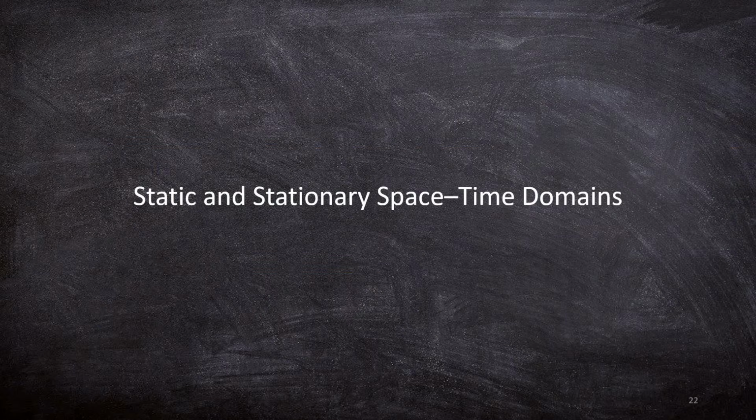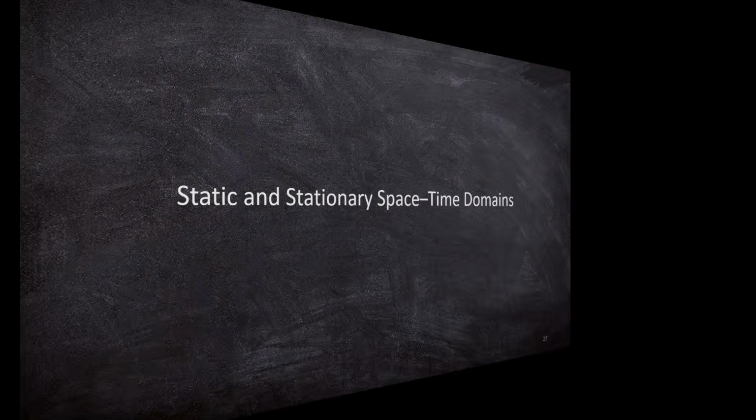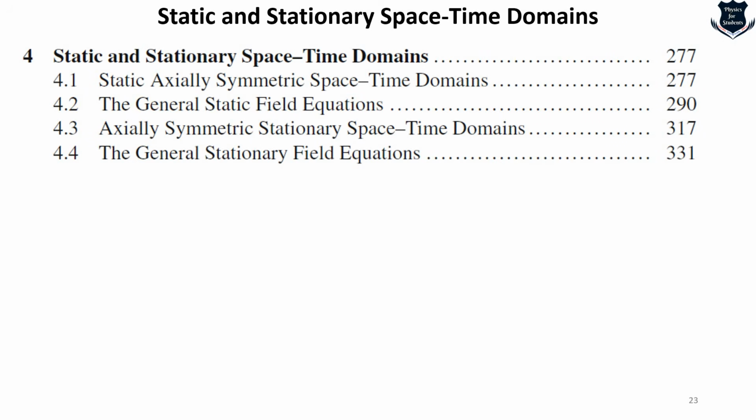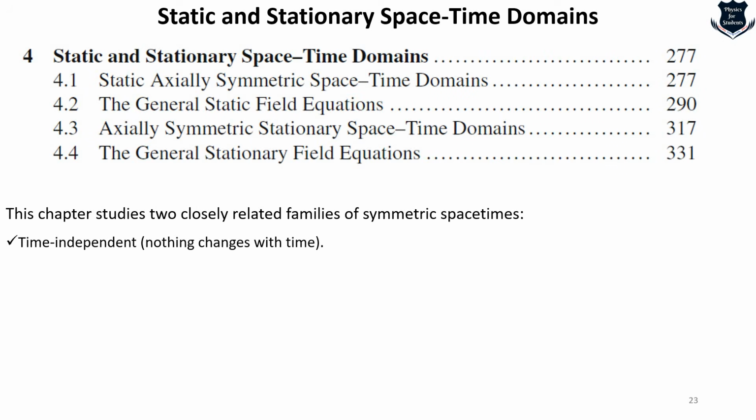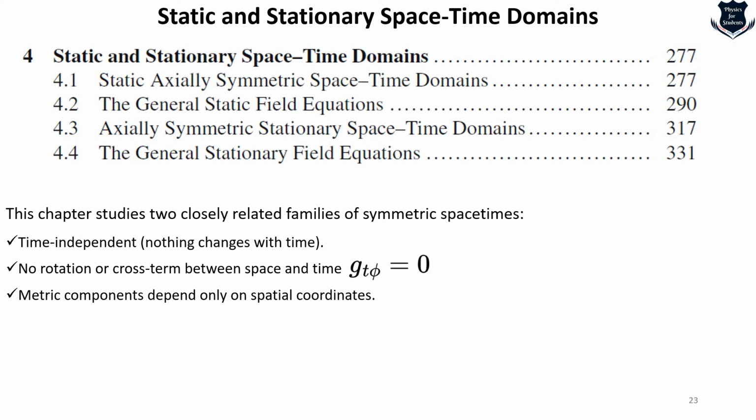The next part of the book talks about what are called static and stationary space-time domains. Now this chapter is also closely related. This is the content of the chapter. This chapter relates to a family of symmetries of space-time that are time independent. There is no rotation. Again, these are for making life easy, and the metric components depend only on spatial coordinates. For example, Schwarzschild space-time, a non-rotating mass.